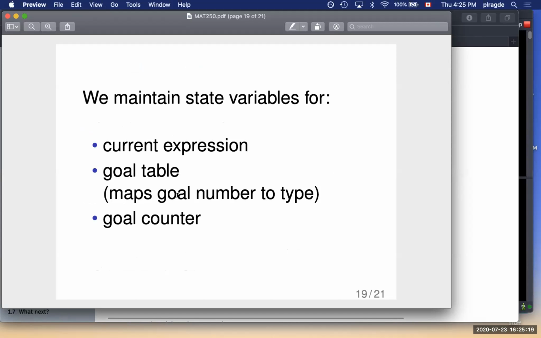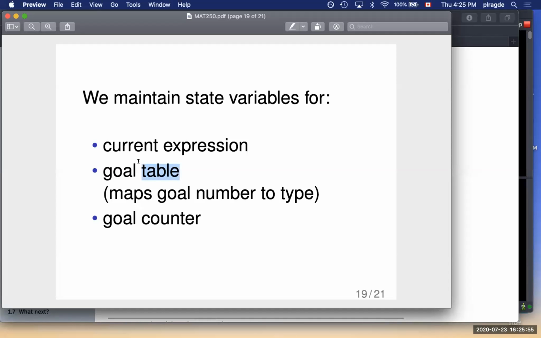And so there's going to be a notion of what we are working on currently from one interaction to the next. There's going to be a table that says for each goal number, what type has to be filled in for that goal. And finally, there's going to be a counter, because if you fill in a goal with an incomplete expression that has more question marks in it, we get some new goals, and they have to have numbers. So we just have to have a counter that says, what's the next number to assign to a goal? And these things are handled in more or less a straightforward way.